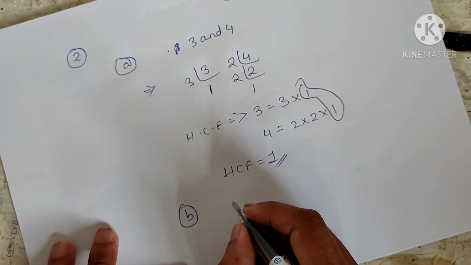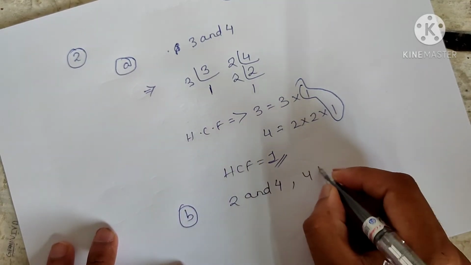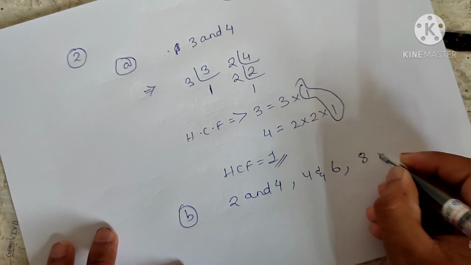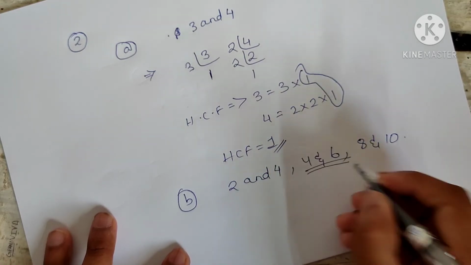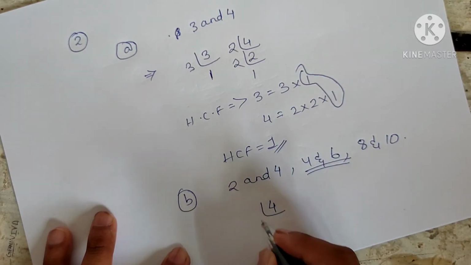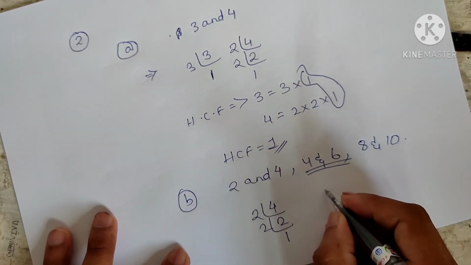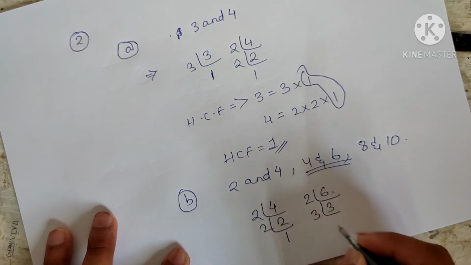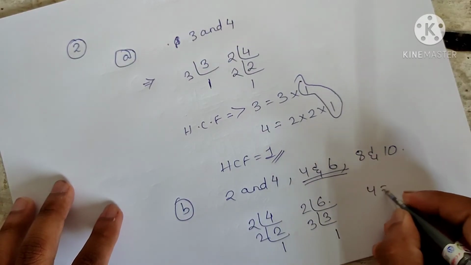Now number B is saying for even numbers. If you take any even numbers, 2 and 4 are even numbers, 4 and 6 are even numbers, 8 and 10 are even numbers. In this way you can take any pair. So I will take 4 and 6. For 4, by prime factorization, 2, 2 are 4, 2, 1 is 2. And 6 you can solve like 2, 3 are 6, 3, 1 is 3.